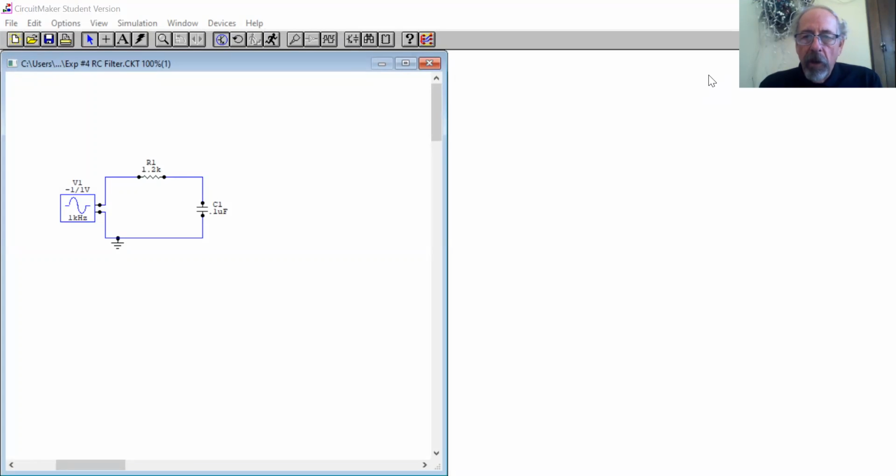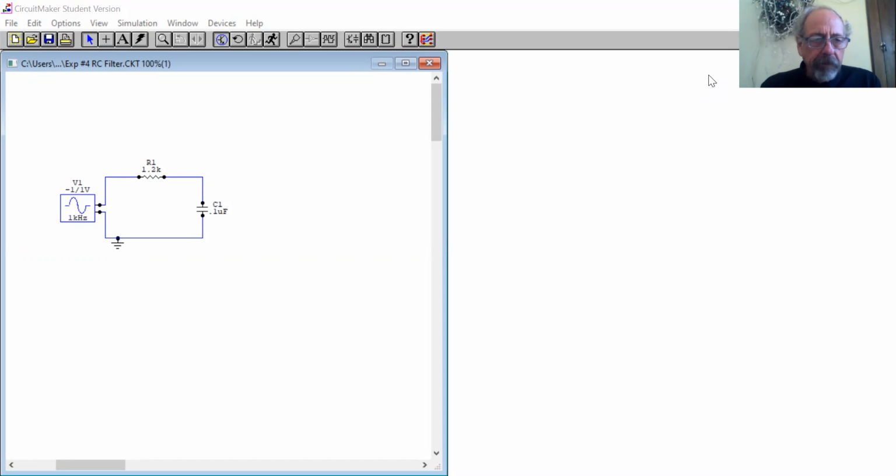Okay, so this is a short video about experiment number 4, which is called the reactance, impedance, and phasors. I've opened up Circuit Maker, as you can see here, and the circuit we're going to deal with is a 1.5 k ohm resistor and a 0.1 microfarad capacitor set up as shown.